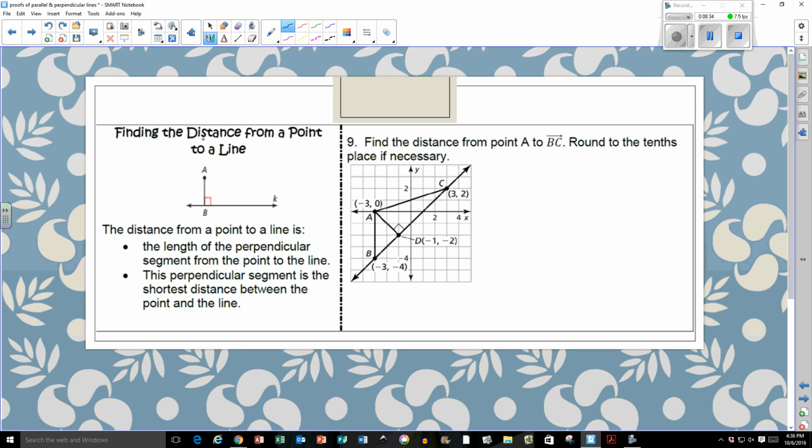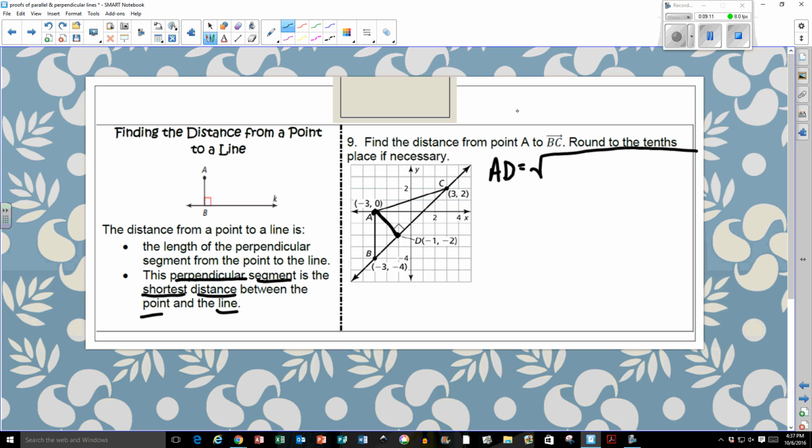Now we're going to find the distance from a point to a line. So if I want to find the distance from point A to line BC, you find the distance of the perpendicular line. So you have to have this perpendicular line here. The perpendicular segment is the shortest distance between a point and a line. So I'm going to find AD.